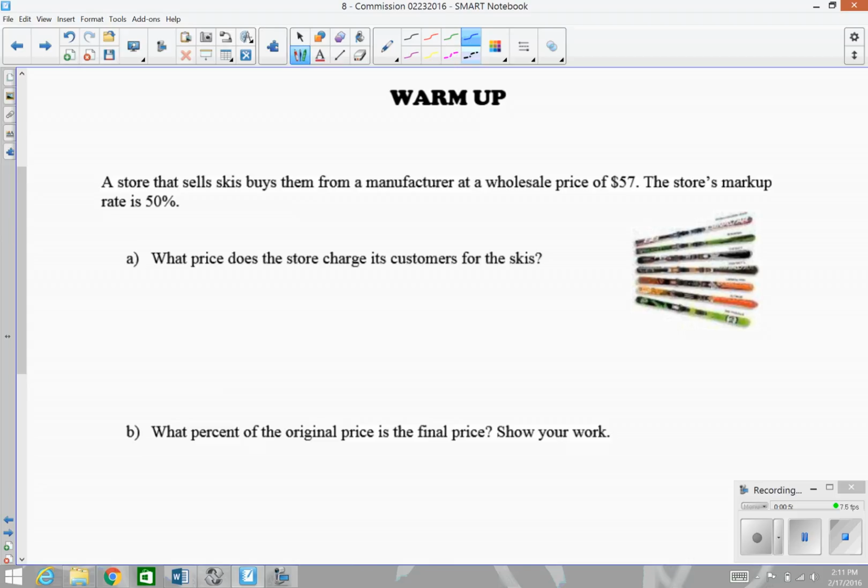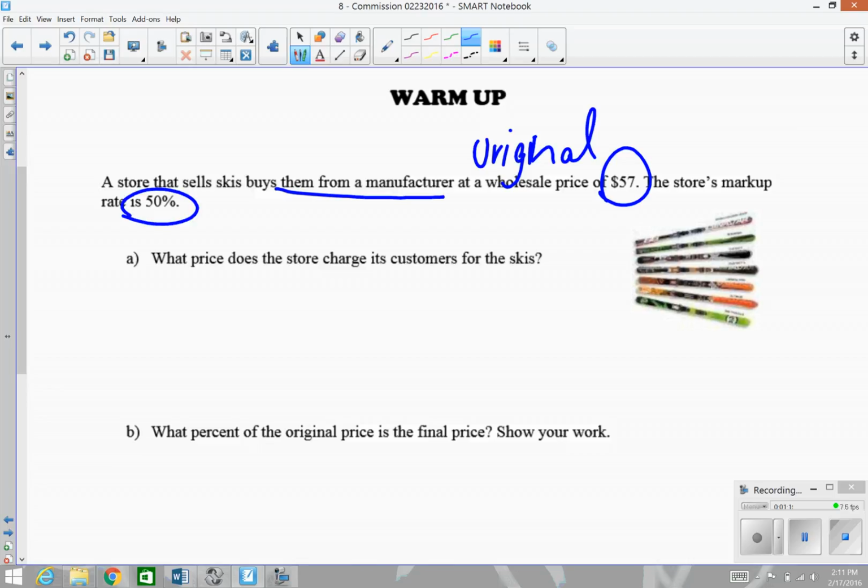The question says, a store that sells skis buys them from a manufacturer, that's a factory, at a wholesale price of $57. Wholesale is that original factory price. And then the store marks it up 50%. So the first question is, what price does the store charge its customers? After they mark up the price, what are they actually selling those skis for?